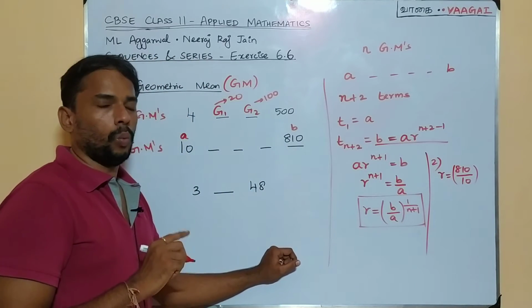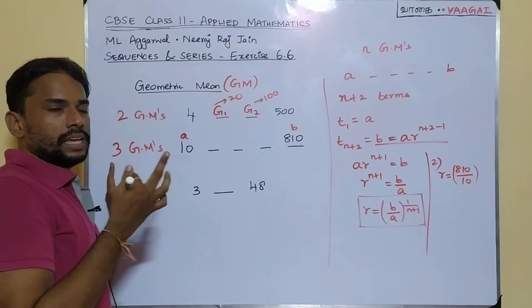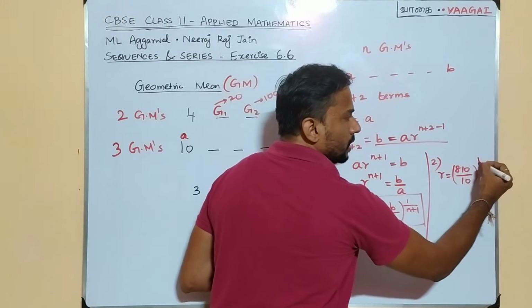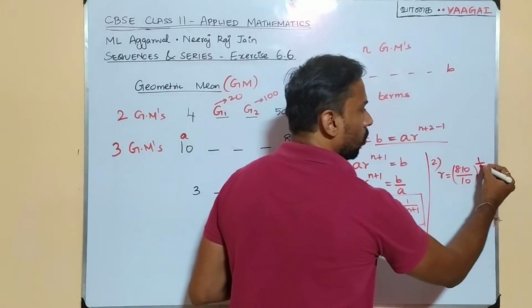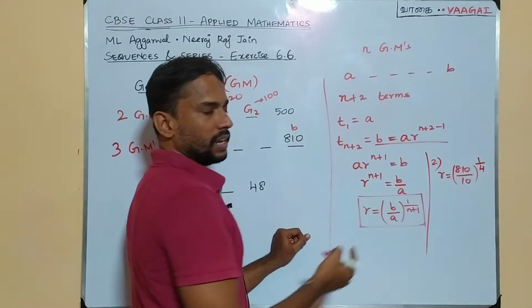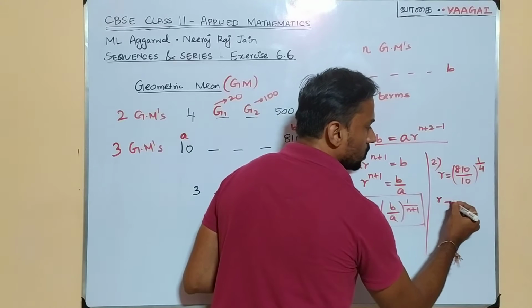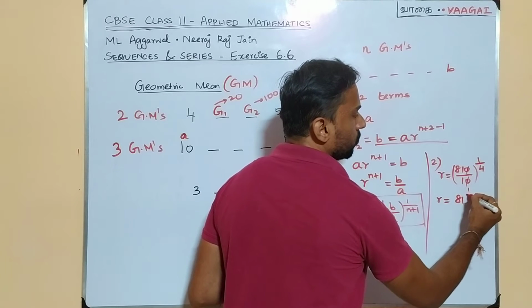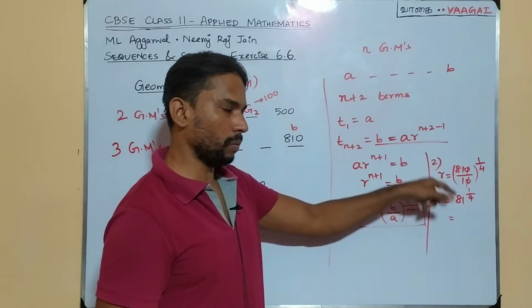What do we have here? 1 by n plus 1. What is 1 by n plus 1? We know that n is 3, there are 3 terms to be inserted. So n plus 1 will be 4. When you solve this, you can easily get the value of R. So R is equal to, I can cancel these two terms, so I will have 81 to the power 1 by 4. And what I need to do now is find the value of 81 power 1 by 4.